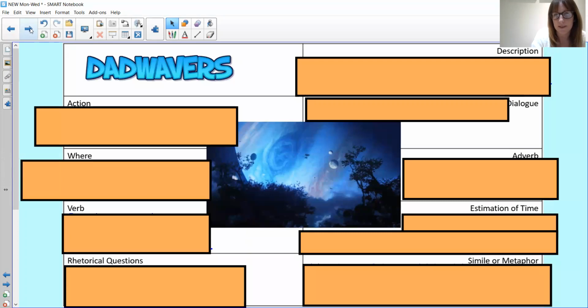So you're going to have a DADWAVERS sheet with a picture of a sci-fi setting in the middle. There's a few options for you to choose from, or I might have left a blank one, but if you want to choose a different setting, that's fine. And we're going to go around, and we're going to have a think about a sentence I could write in each box, okay?